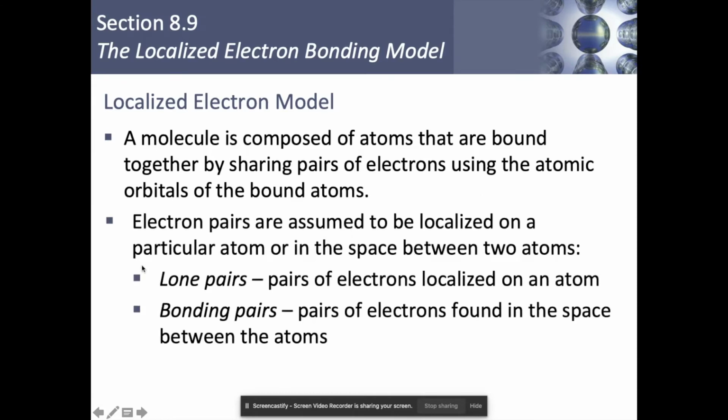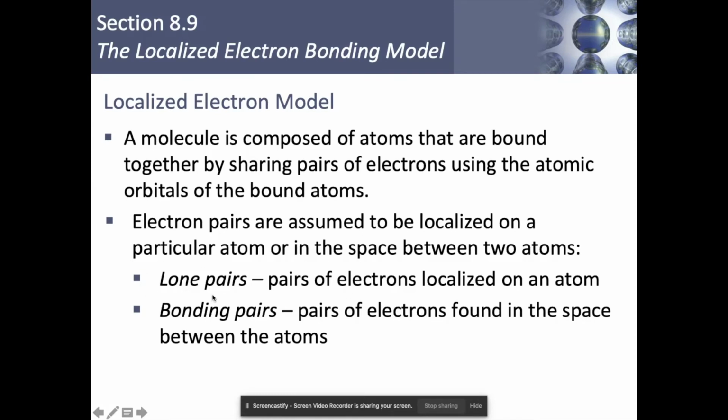Now, keep in mind that electron pairs are assumed to be localized, which means that they're located on a particular atom or in the space between 2 atoms. So when we're talking about the space between 2 atoms, we're talking about bonds, like covalent bonds or polar covalent bonds, okay? So we call those bonding pairs of electrons. Those are the ones that are actually doing the bonding. They're sticking the 2 atoms together and lowering the potential energy of the system.